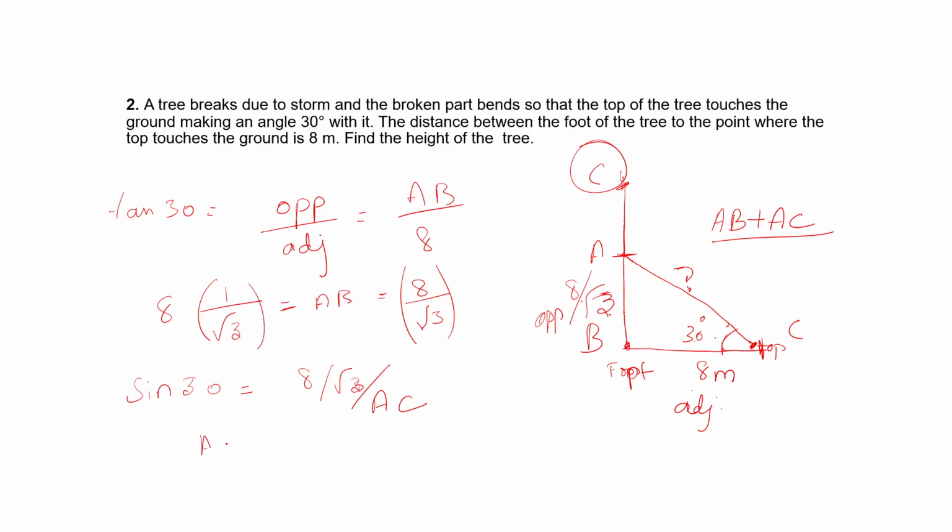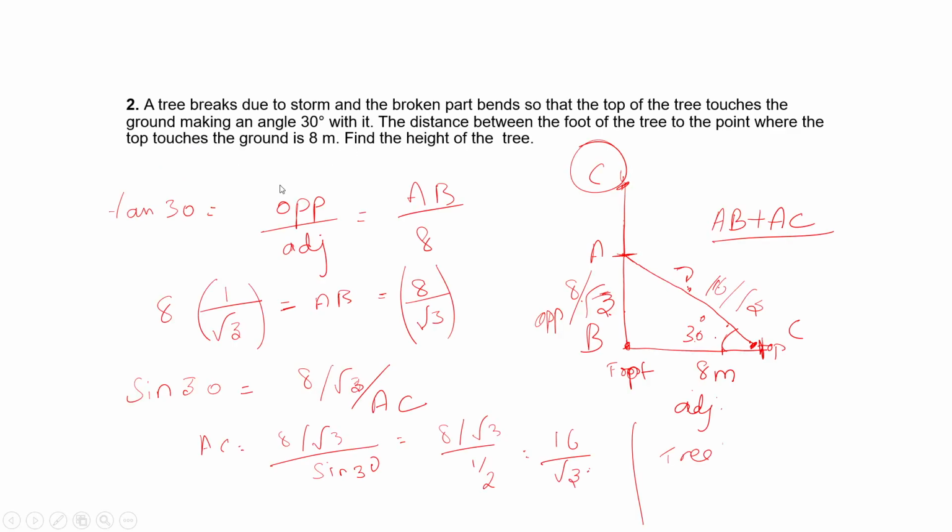So AC will become 8 by root 3 divided by sine 30. So what is the value of sine 30? It is half. So then it will become 16 by root 3. What is this value? This is the hypotenuse. This is also found. Okay, so what is the question? The question is we have to find the height of the total tree. So you have to add the tree height.